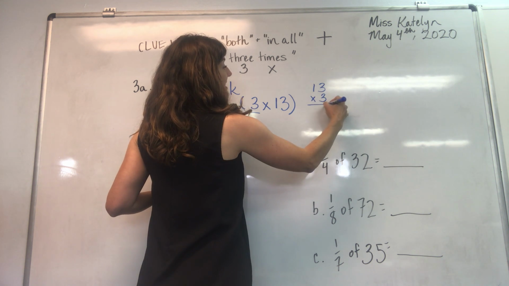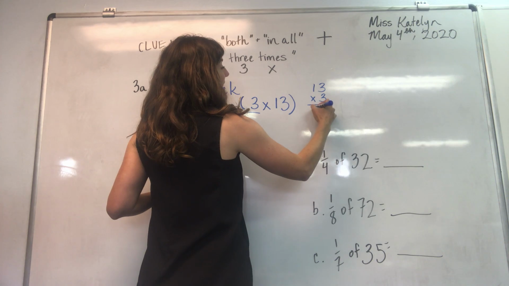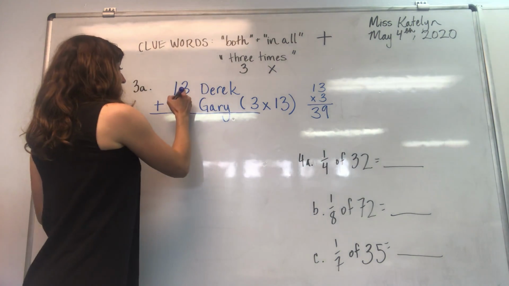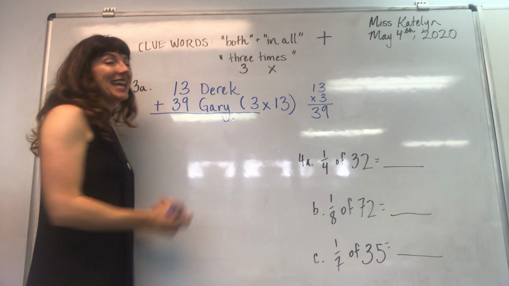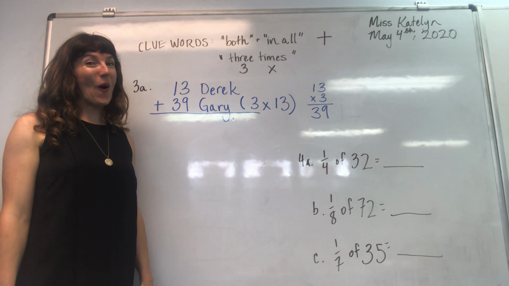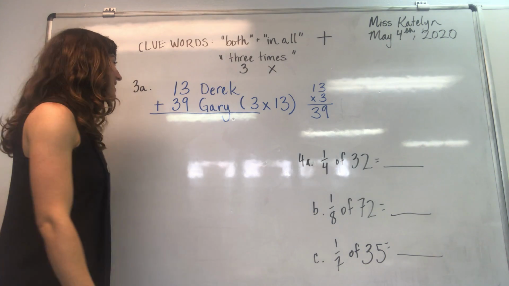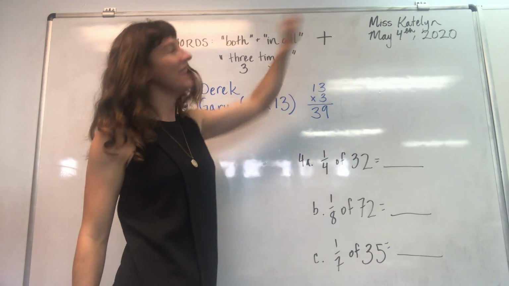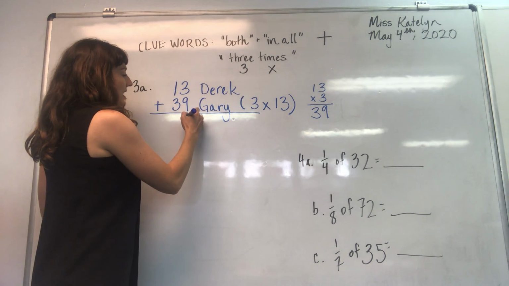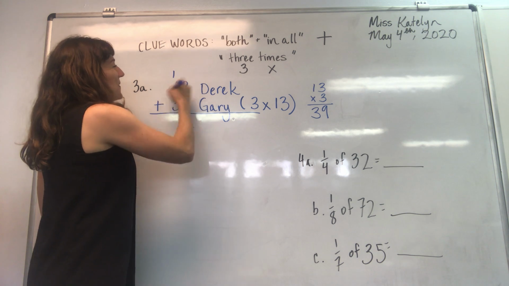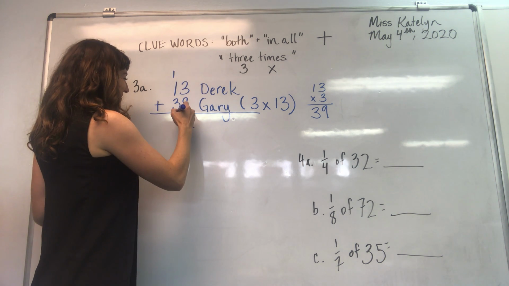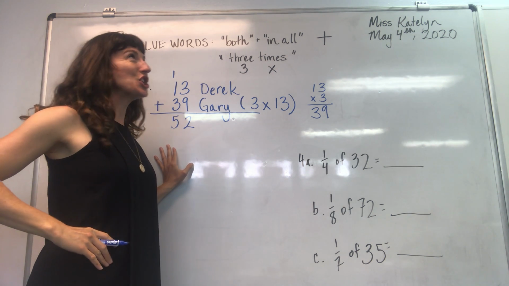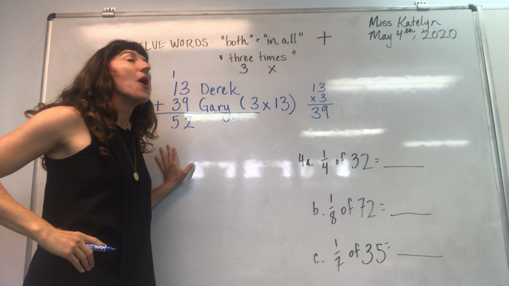3 times 3 is 9, and 3 times 1 is 3. Now you know how many Gary has. You have to put that next to his name. And now you are all set up to find out how many they both have in all. Add. 3 plus 9 is 12. Carry the 1. 1 plus 1 is 2, and 2 plus 3 is 5, meaning that they have 52 pencils.